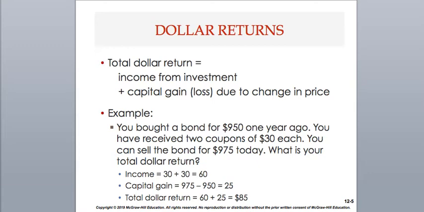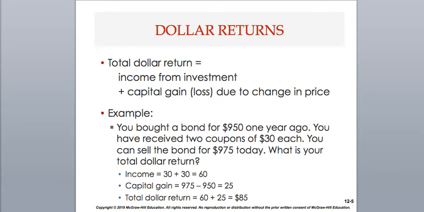So let's first examine dollar returns. Total dollar return is equal to the income from investment plus capital gain or loss due to the change in price. So if we look at an example from a bond, you notice that here you bought a bond for $950 1 year ago. You have received 2 coupon payments of $30 each, and you can sell the bond for $975 today. What is your total dollar return?